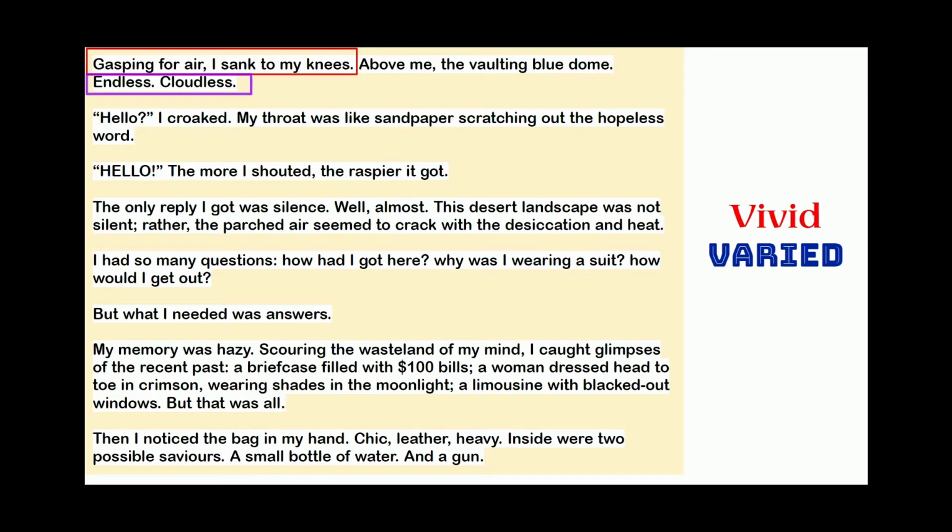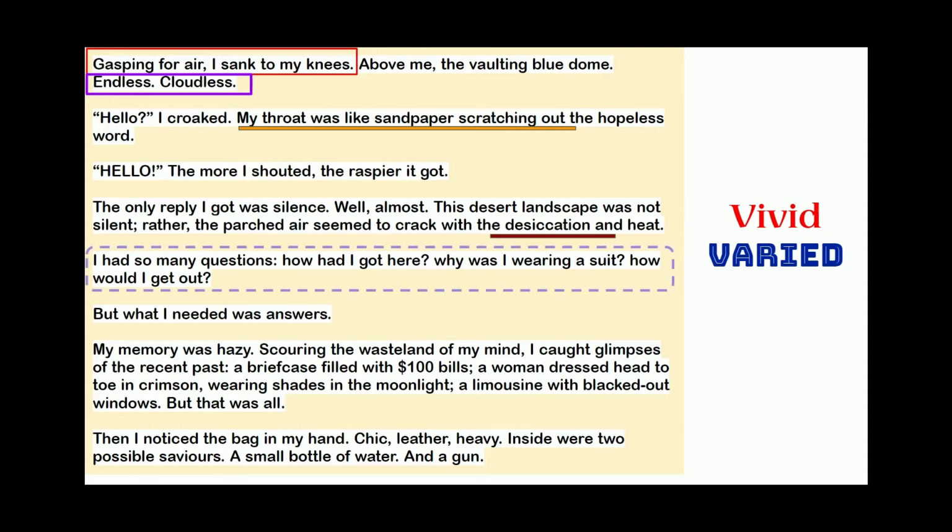What else is happening here? Two minor sentences or fragments, just single words, just to break up and add variety of sentence length. Next, some vivid imagery in terms of simile and a bit of sibilance. "My throat was like sandpaper scratching out the hopeless word," lots of S's there as well. Here we've got more vivid writing. I've chosen a piece of ambitious vocabulary, desiccation instead of dry, because I knew the word.